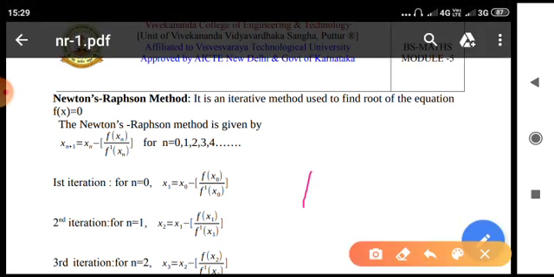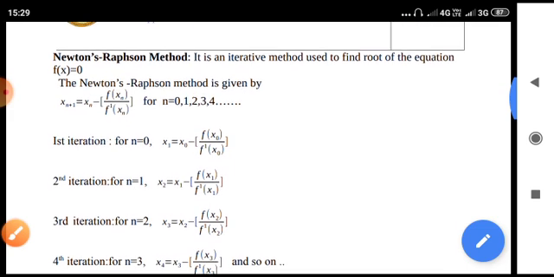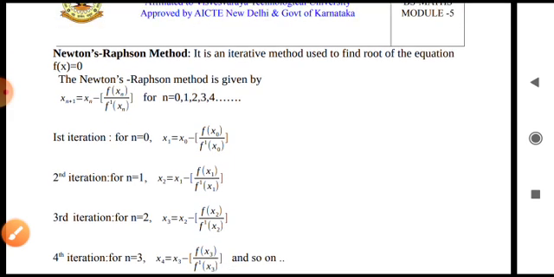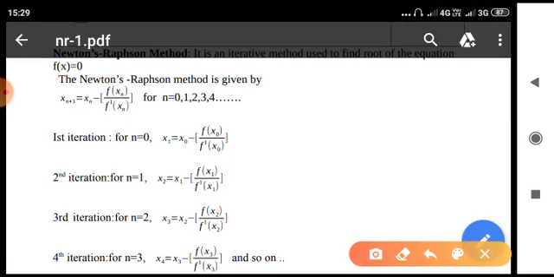So we get first iteration by substituting n equal to 0. Then the formula becomes x1 = x0 - f(x0) / f'(x0). The second iteration is obtained by substituting n equal to 1 here. So we get x2 = x1 - f(x1) / f'(x1).